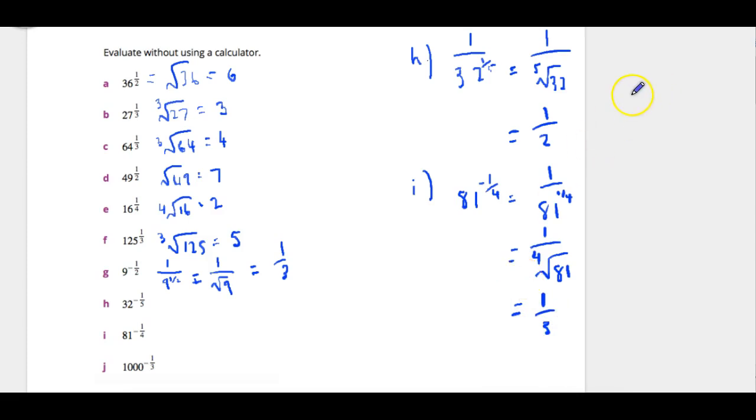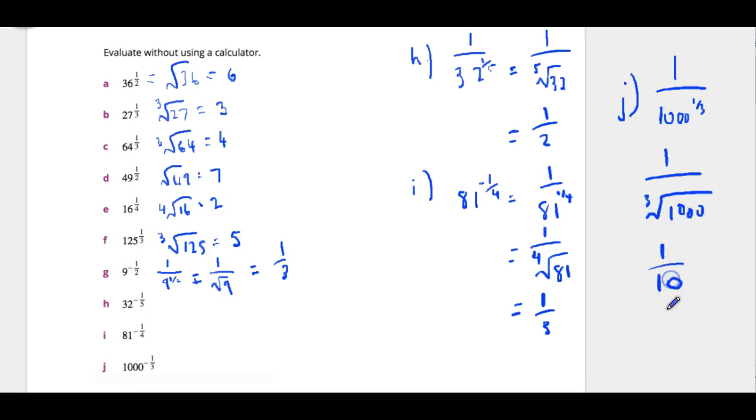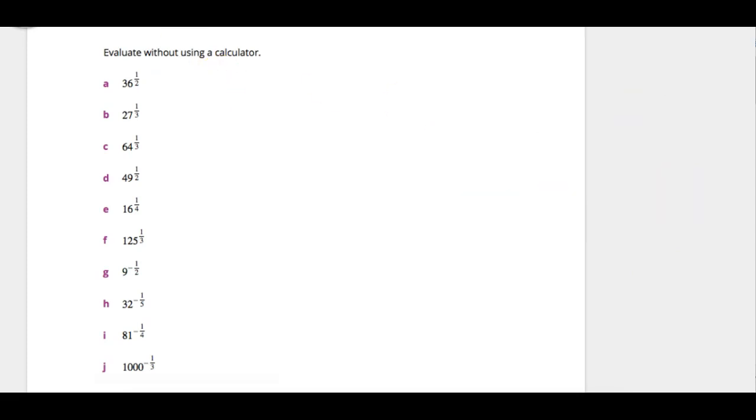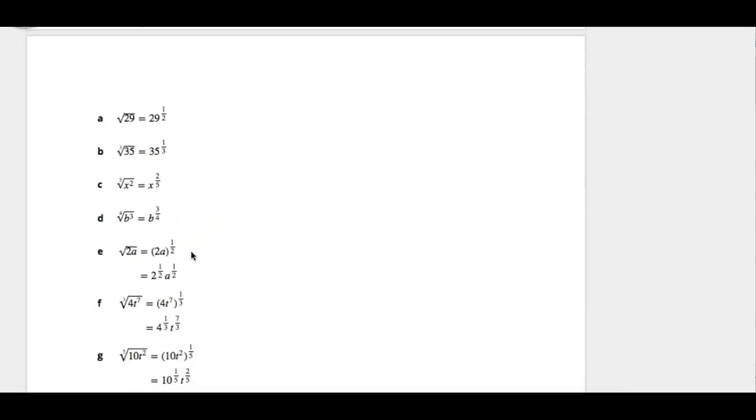And then lastly, J. We've got 1 over 1,000 to the power of a third, 1 over the cube root of 1,000. What number multiplied by itself 3 times gives you 1,000? When you think about it, 10 will be the only number. Now, these are difficult questions. If you need to go through them again, please do. But also remember that there are solutions that are included.